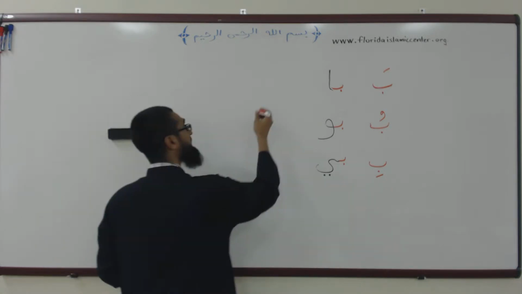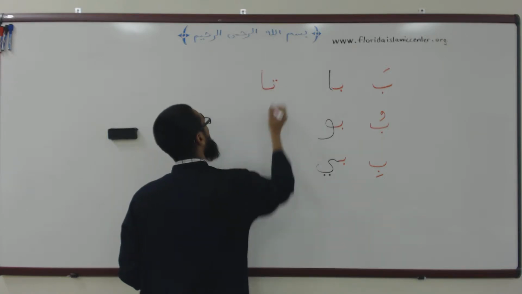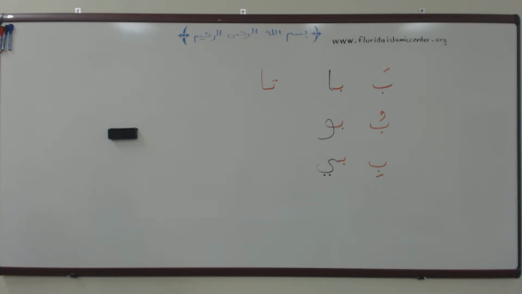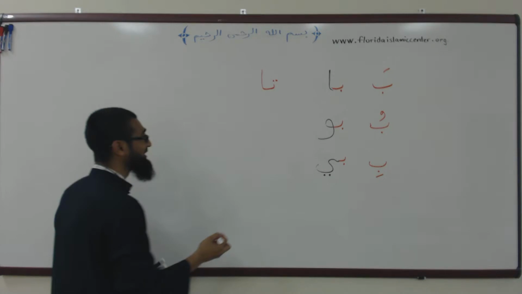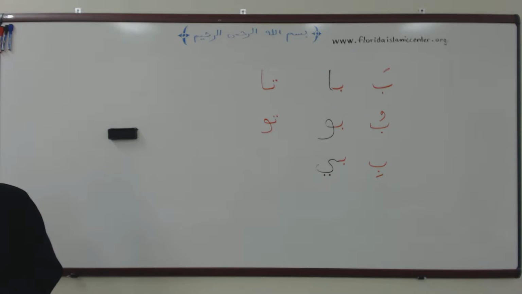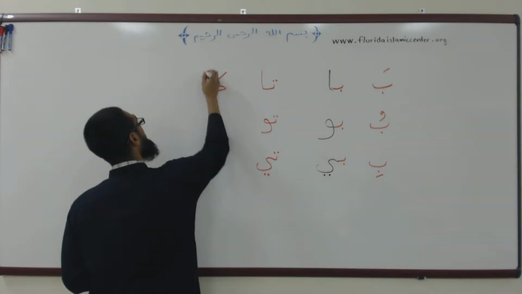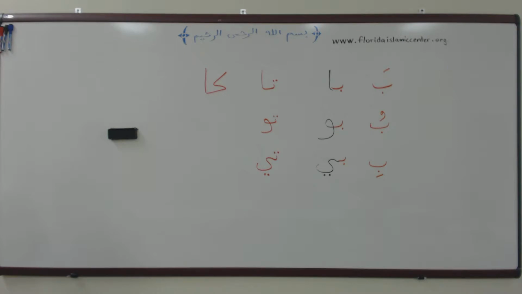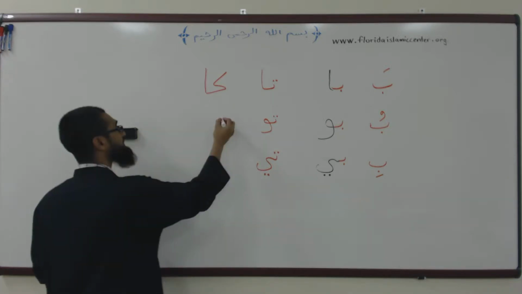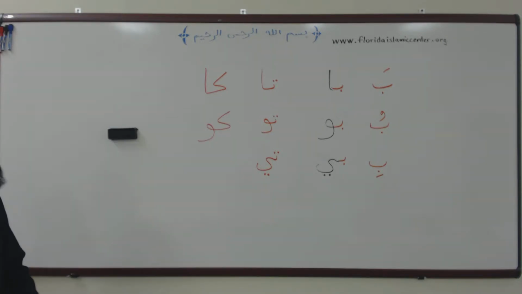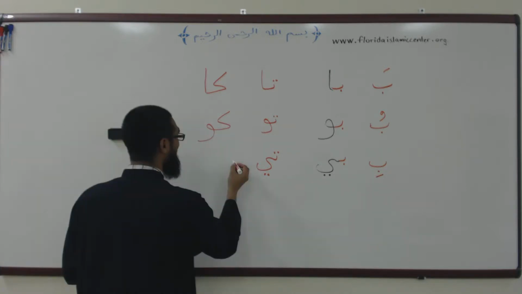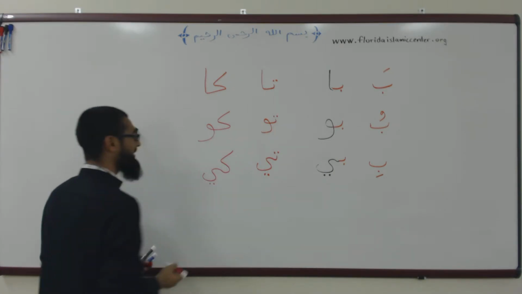I want you to read it for me, okay? How do you read that? Ta, exactly, ta. Very good. What about this? Two. Get elongated. Two, right? What about that? T. T. Easy, right? Okay, what about this one? Ka. Kaf with alif, ka. Ku, exactly. Ku, right? What about this one? Key, right? Key, that's a key.